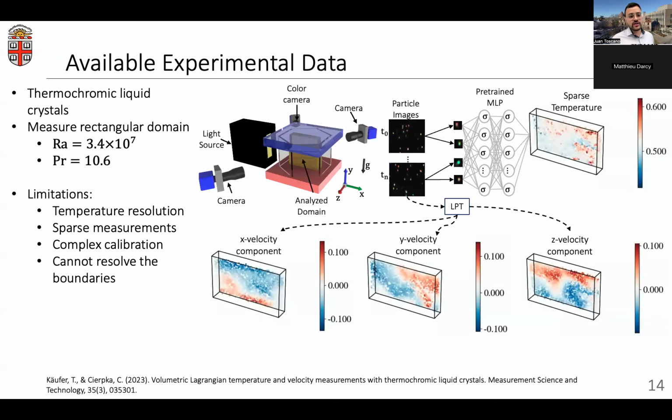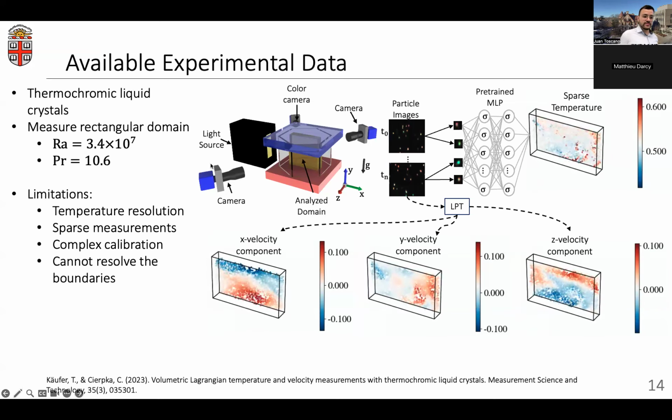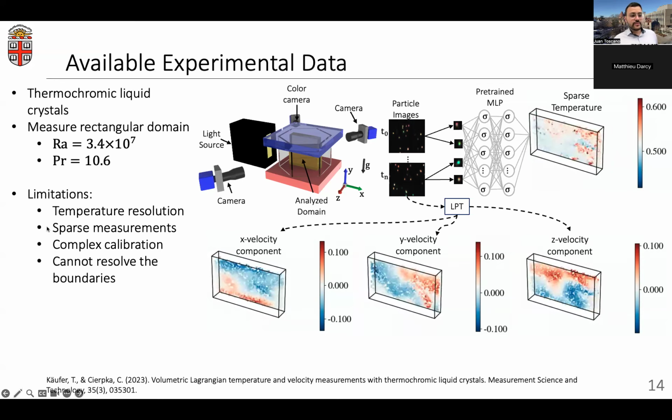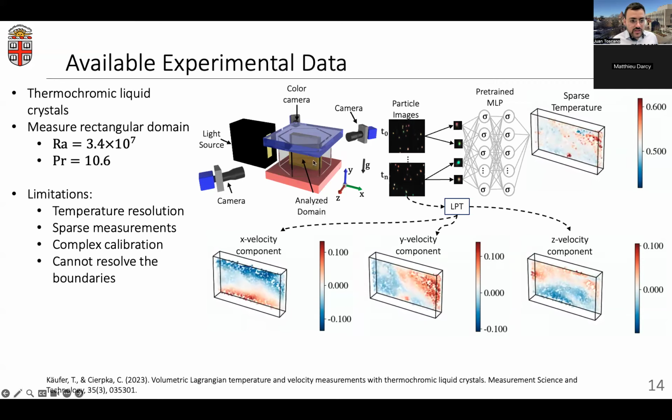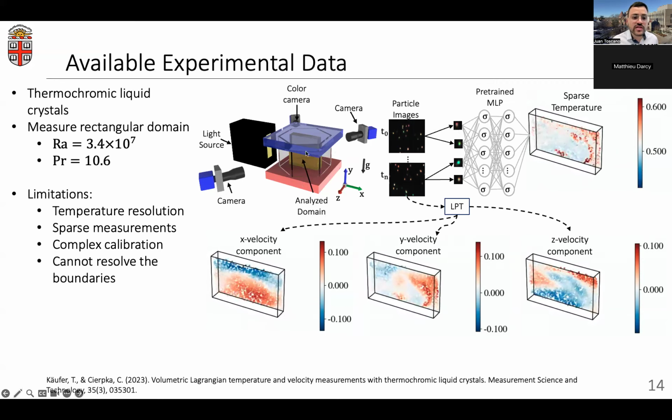So now let's talk a little bit about the experimental data that we have. This is for the Rayleigh-Bénard problem. This is turbulent. You see that the Rayleigh number is 3.4 times 10 to the 7, and the Prandtl number is 10.6. Then we have this Rayleigh-Bénard cell, which is the transparent section. And we are able to capture simultaneous measurements of temperature and velocity in this yellow subdomain using some cameras and some nice tricks.